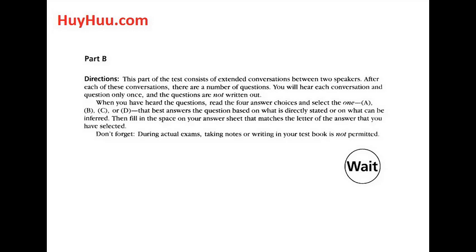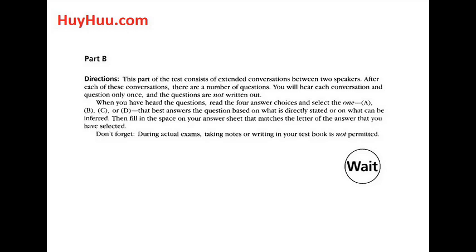Now read along with the directions for Part B in your textbook as they are read to you on the tape. Part B. Directions. This part of the test consists of extended conversations between two speakers. After each of these conversations, there are a number of questions. You will hear each conversation and question only once, and the questions are not written out.